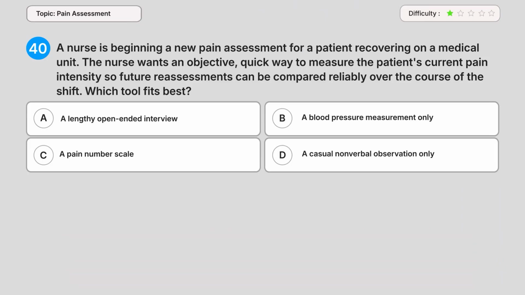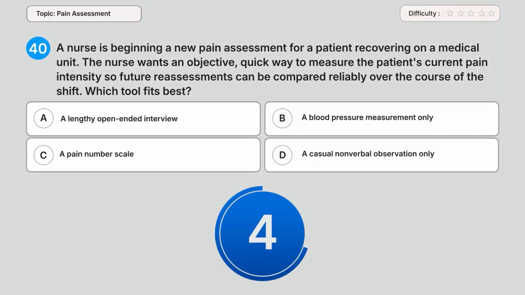A lengthy open-ended interview. B. A blood pressure measurement only. C. A pain number scale. D. A casual non-verbal observation only. Do you know the answer?